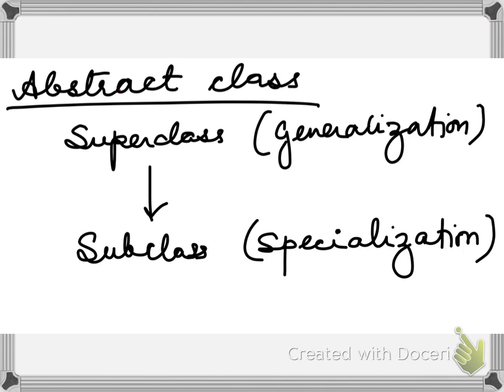Now, given this, we can think of a superclass to be so general in description that it may not exist in the real world. Let me explain this with an example.